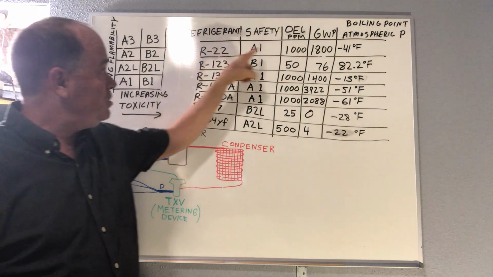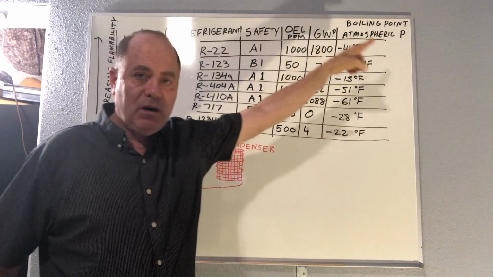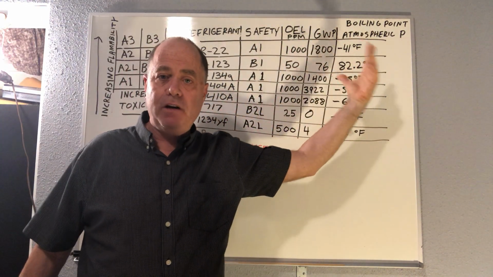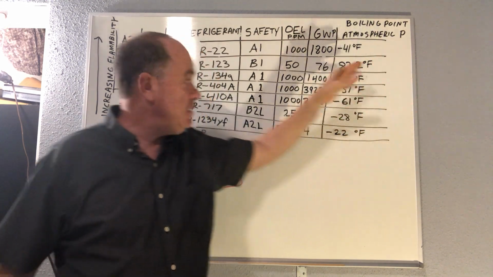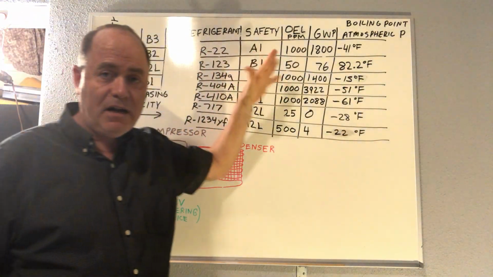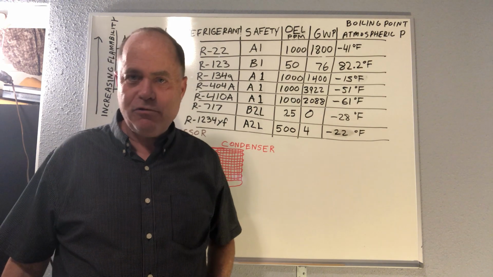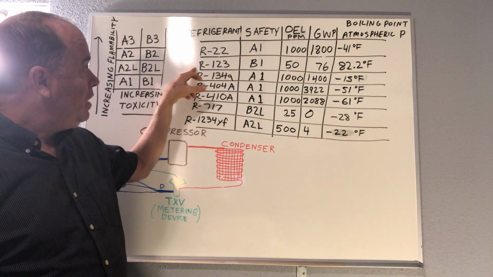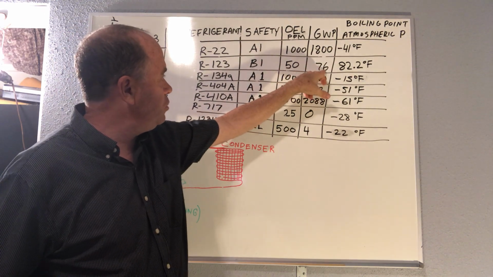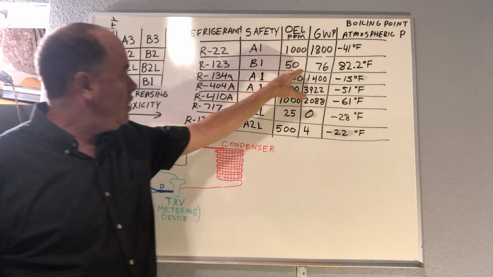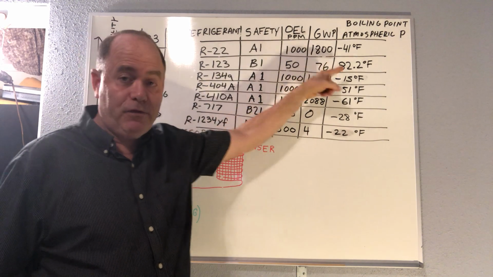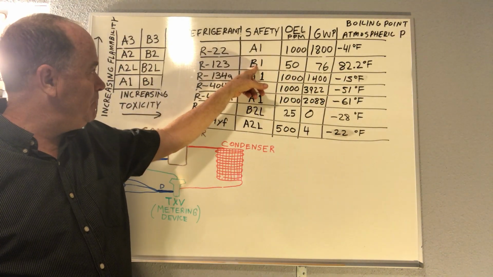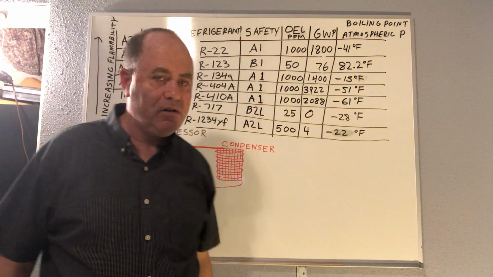So R22 is 1800, but we're getting rid of that also because not only does it have global warming potential, but some ozone depletion. I hate to say goodbye to R22, which is the refrigerant of my life. R123 has a very low global warming potential, but we are probably looking for better refrigerants also because it's a little bit toxic if you're exposed to it for long periods of time.